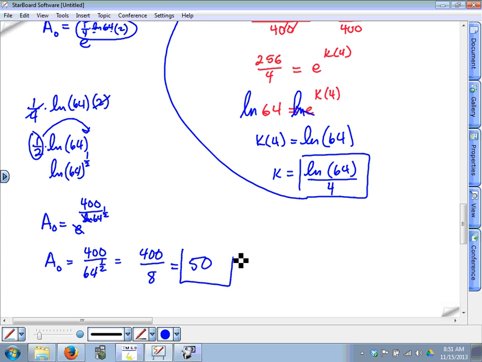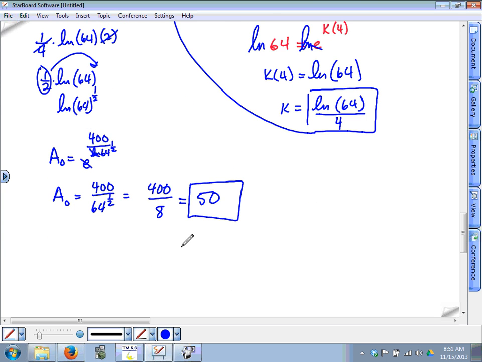So, look at that. Now we have a sub 0, and we have k. We are ready to finish our model. A of t is equal to 50. That's our initial count. Times e. What was our k value? Natural log of 64 over 4, times, we're not done yet, times t.